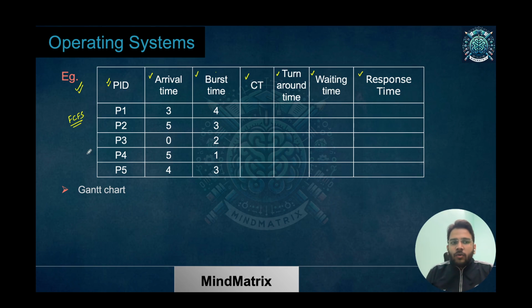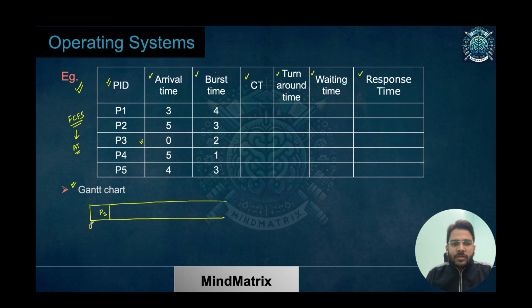As we know, FCFS is based on arrival time: the process which arrives first, we are going to schedule that process first, right? There is one Gantt chart that we use to schedule the algorithms. So let's do it now. Carefully see which process arrived first. You need to see the arrival time column. Here you will find that P3 is the process that arrived first, because the arrival time of P3 is 0, and for other processes it is more than 0. So P3 arrived first. Based on FCFS, we are going to schedule the P3 process first.